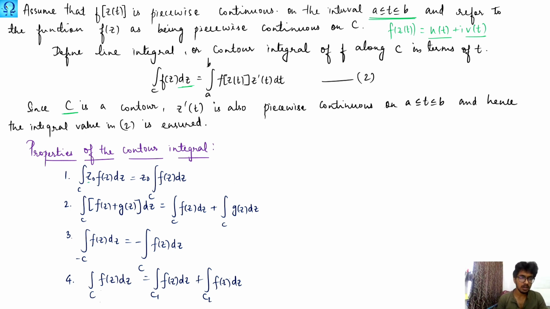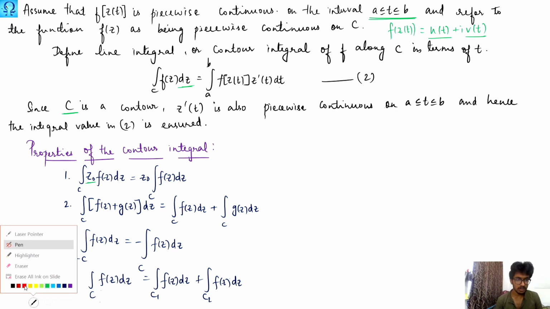You just multiply a complex quantity with a function and integrate, it is the same as integrating and then multiplying by this complex quantity, and the sum rule. And the third one, let me explain only the third one. This involves some technicality.